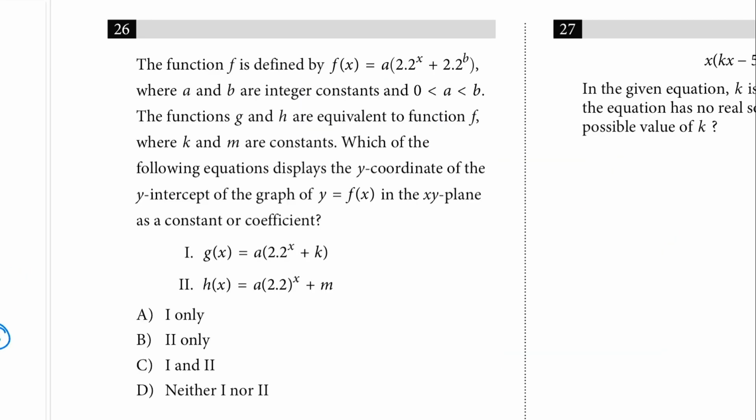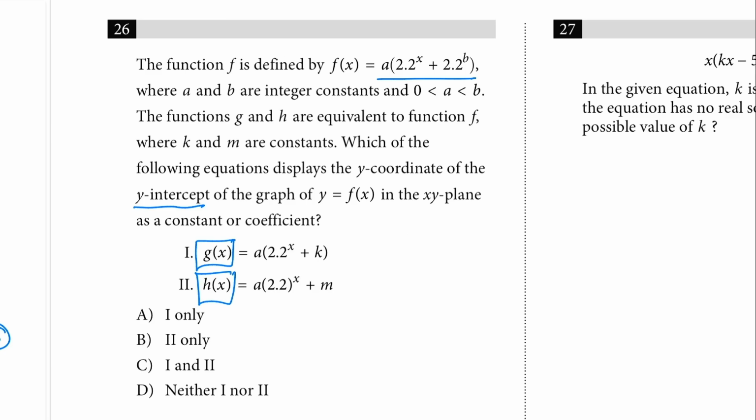The function f is defined by the equation given where a and b are integer constants and a and b are both positive, but a is less than b. The functions g and h are equivalent to function f where k and m are constants. Which of the following equations displays the y-coordinate of the y-intercept of the graph of y equals f of x in the xy plane as a constant or a coefficient?